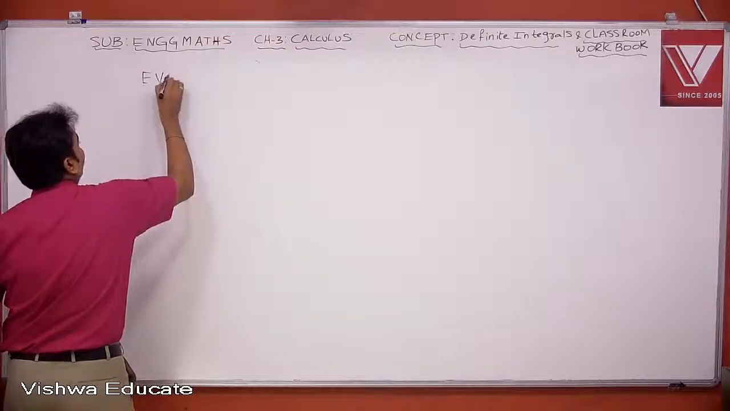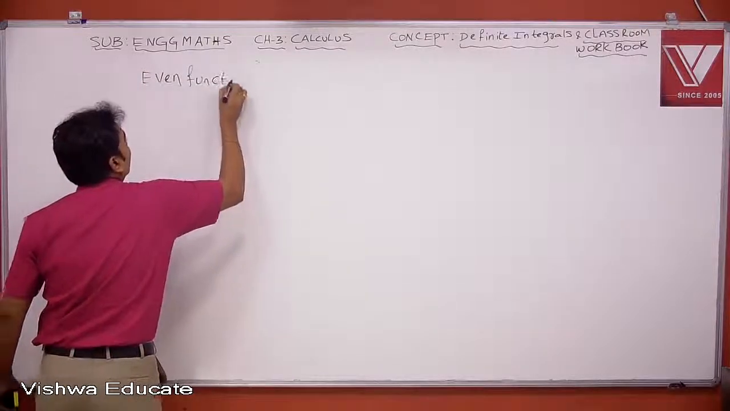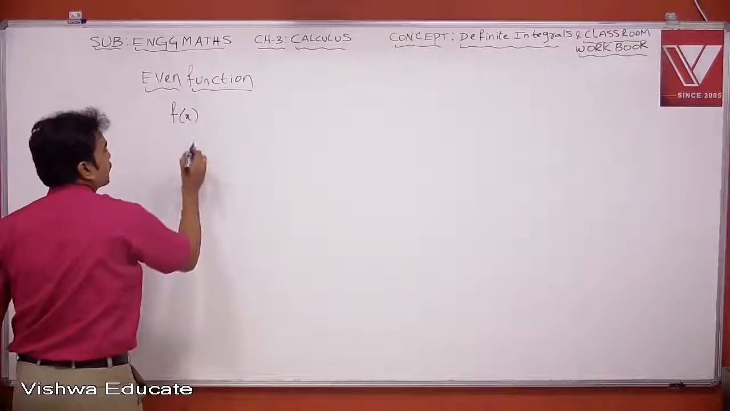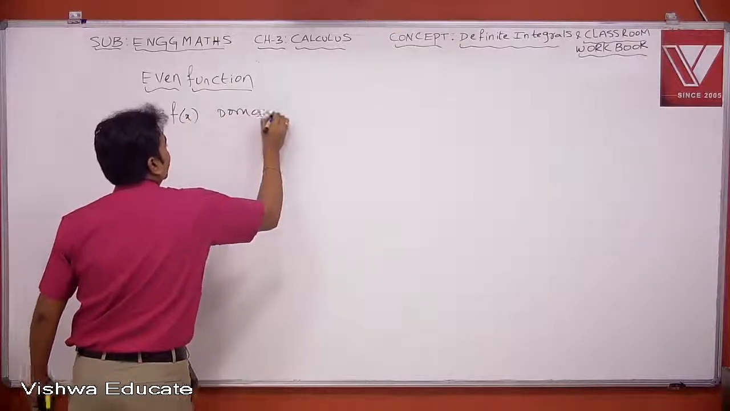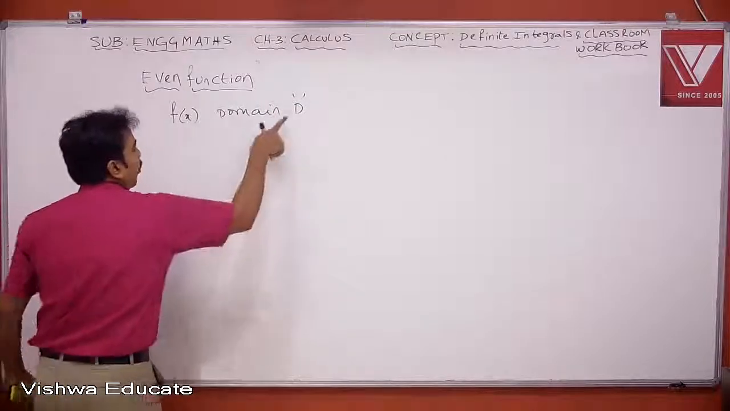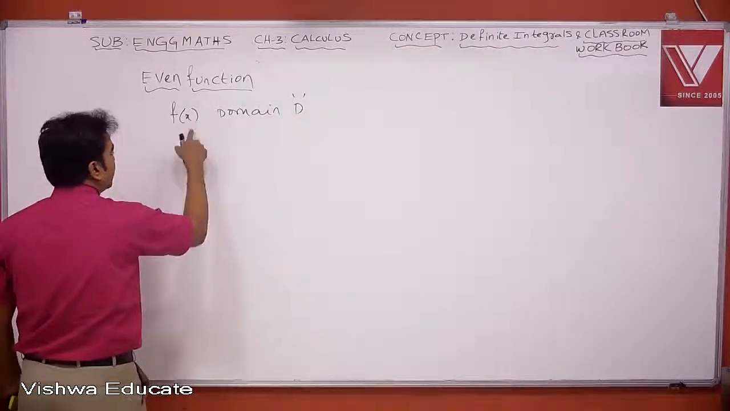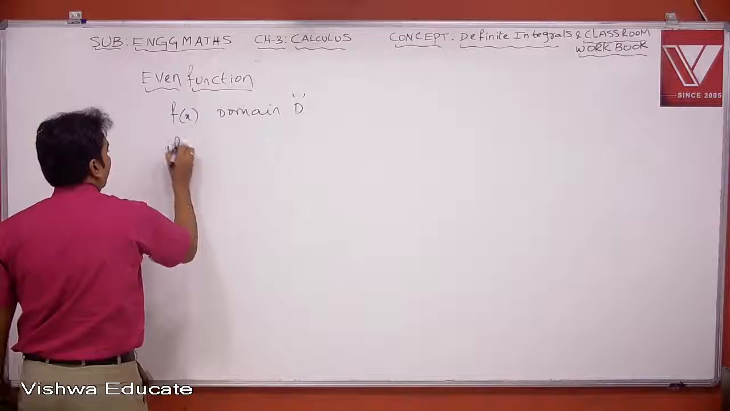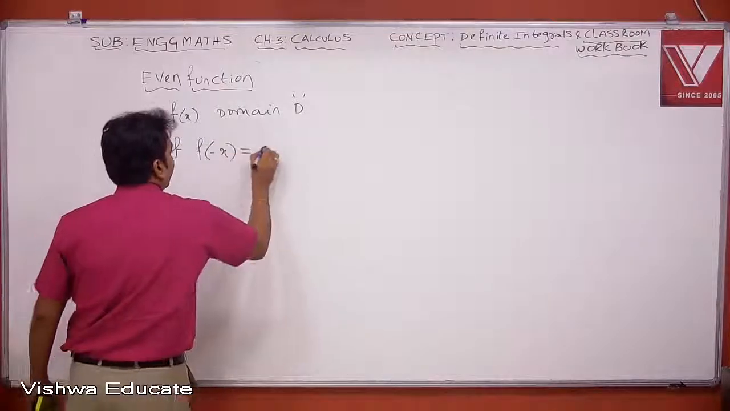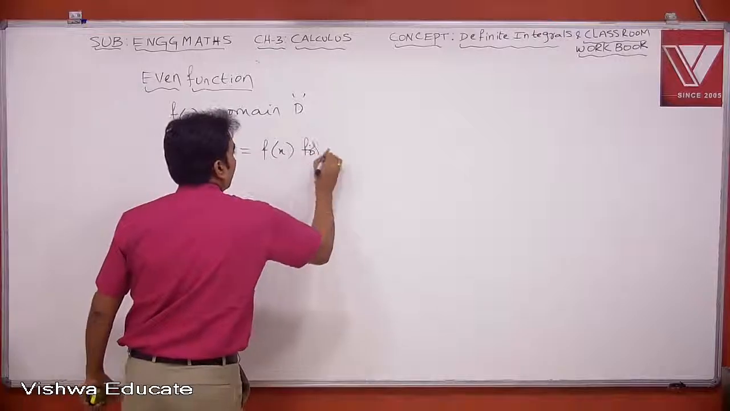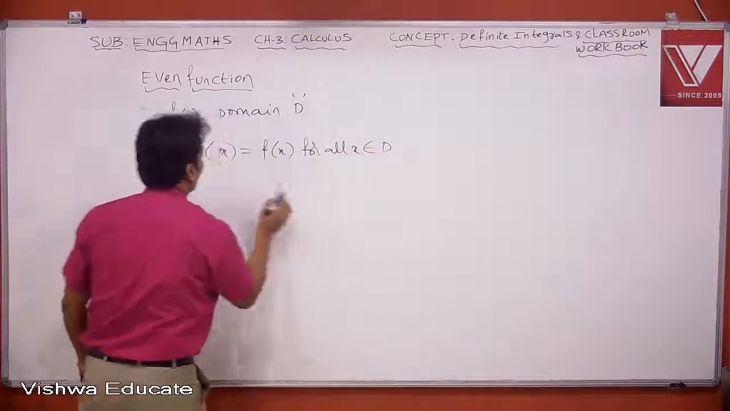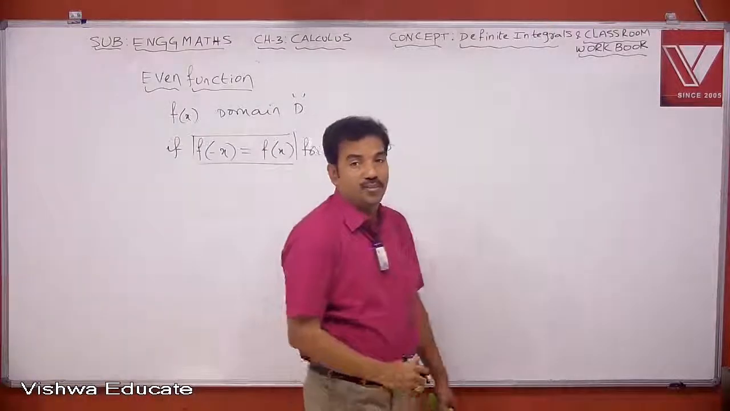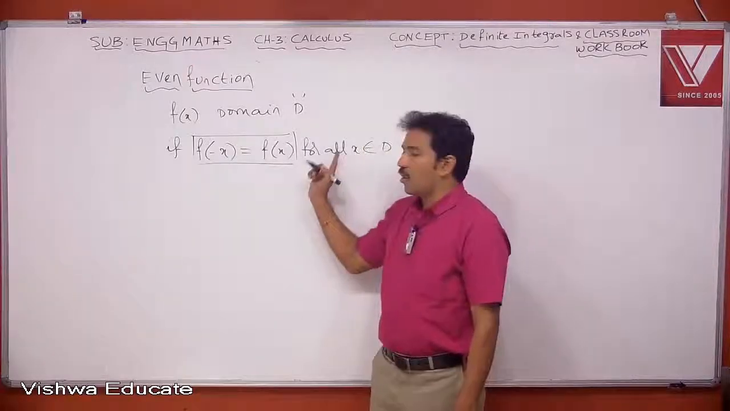So, we discuss definition of even function. Suppose we have a function f of x whose domain is capital D. That means for all values in D, f of x gives some finite value. So when f of x is defined in domain D, we say that this is an even function if f of minus x equal to f of x for all x belong to D. So whenever this happens, f of minus x equal to plus f of x, then we say that f of x is even. Of course, it must be true for all x belong to D.